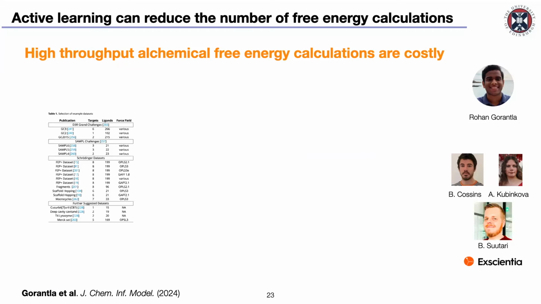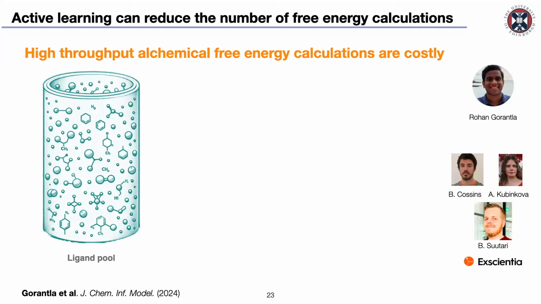So we have typically a set of compounds that we want to test against a protein, maybe multiple proteins. So we can call that a ligand pool. And now we want to define an active learning cycle that allows us to pick effectively from this ligand pool without having to actually run alchemical free energy calculations for each of these ligands in there.